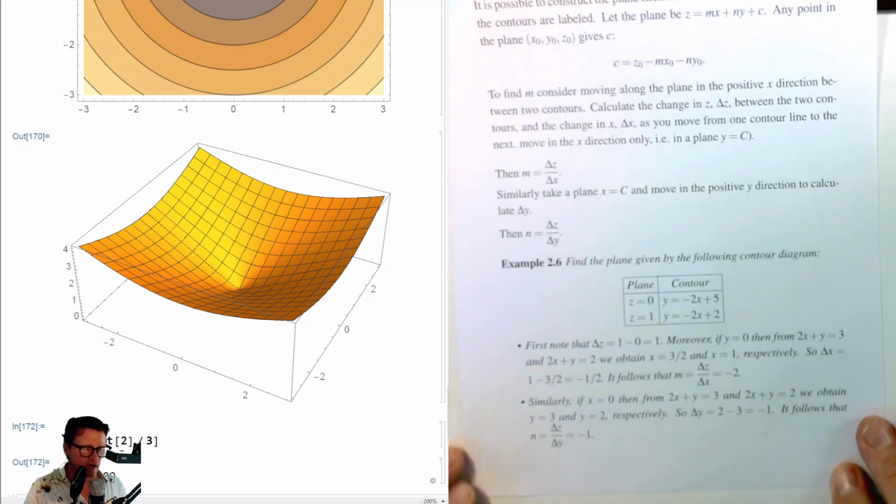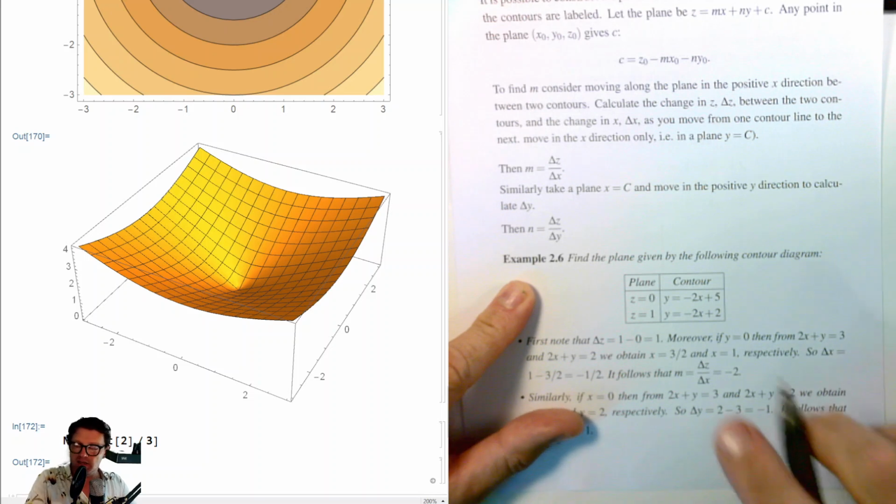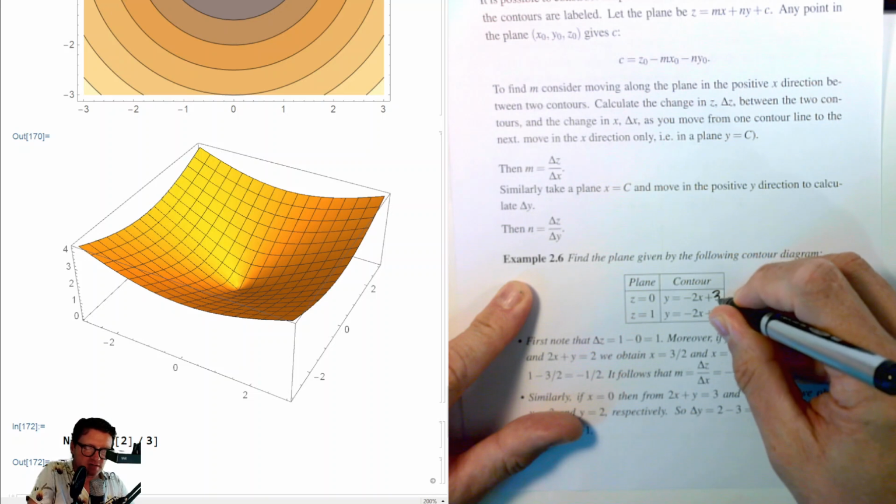Okay, example. Find the plane given by the following contour diagram. Now here we have a typo, so fix this in your copy. That 5 should be a 3.